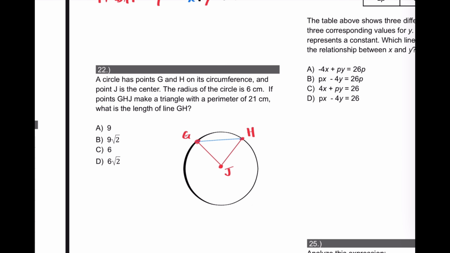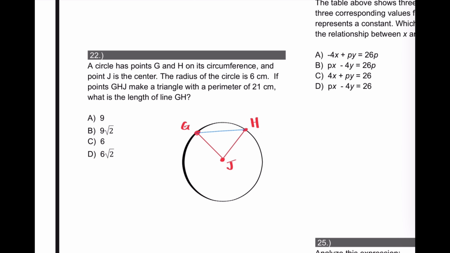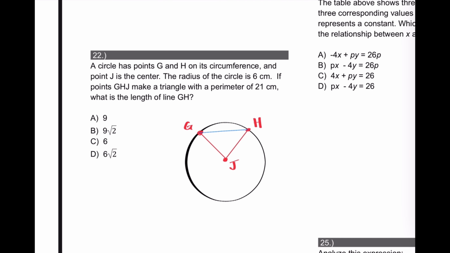22. A circle has points G and H on its circumference and point J in the center. I've drawn a picture there so you can visualize it on your test. You'd probably want to do the same thing. It says the radius of the circle is 6 centimeters. So this and this here would be 6. If points G, H, J make a triangle with a perimeter of 21, what is the length of line GH?